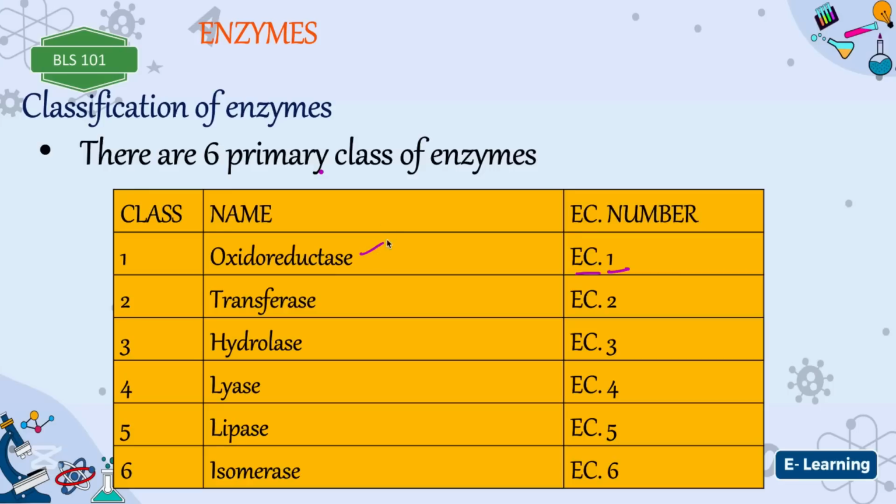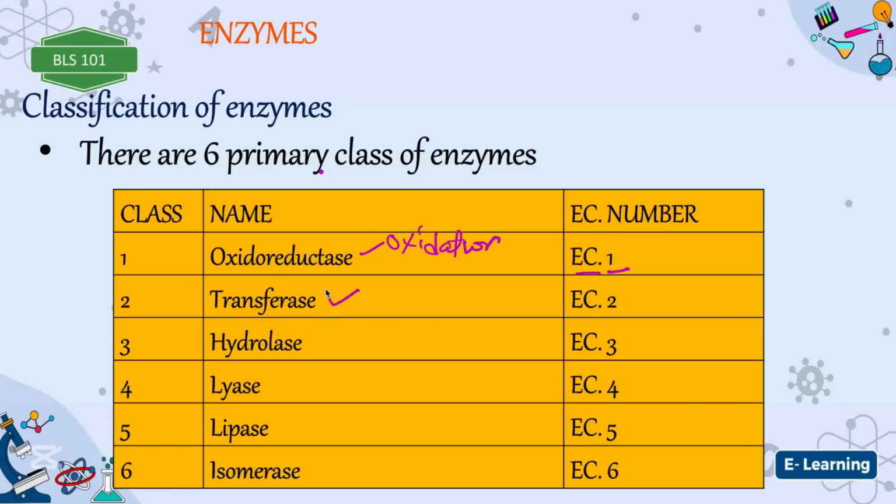That means it is involved in what? Oxidation and reduction reaction. Then class 2, EC2, is transferase. They transfer functional groups such as methyltransferase and phosphotransferase. So any enzyme you see that starts with EC2, know that it's a transferase enzyme.